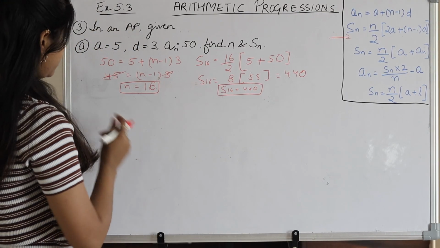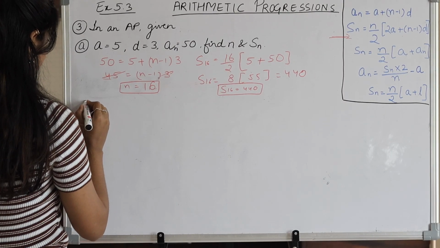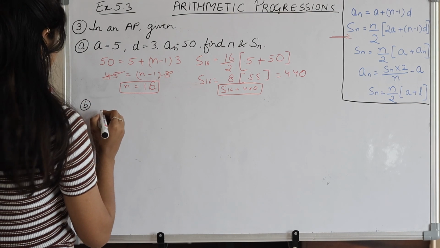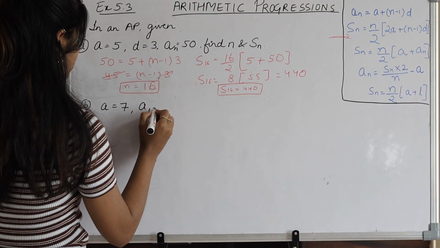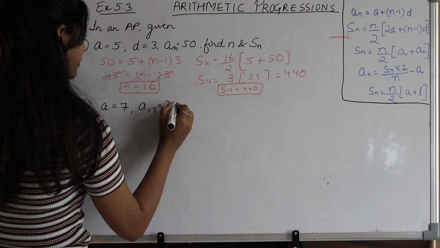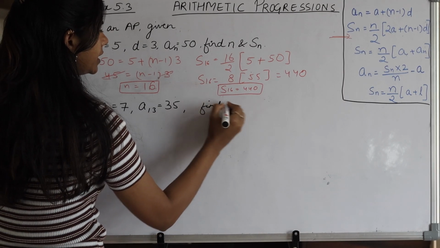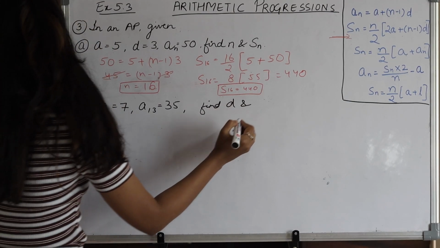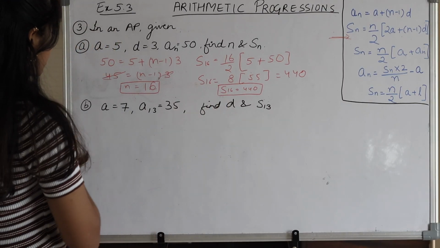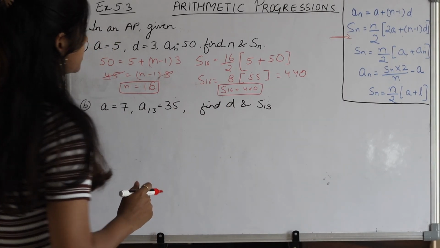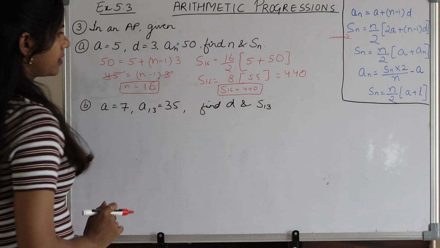Now we'll go with the second option. Here a is 7, a13 is given as 35, and we have to find d and S13. Let's try to solve it. As I told you, an is already there. We have to find S13.